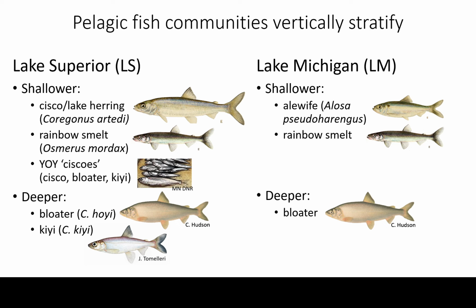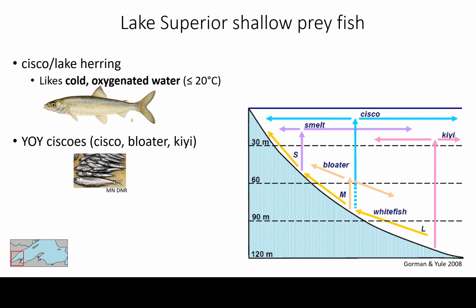The fish communities of these two lakes are different. In Lake Superior, we have shallower fish such as Cisco, as well as rainbow smelt, and then a young of year assemblage of Ciscos, including bloater and kiyi as well. Deeper in the water column, you see more bloater and kiyi. In Lake Michigan, you see more alewife, rainbow smelt, and a bloater dominated community.